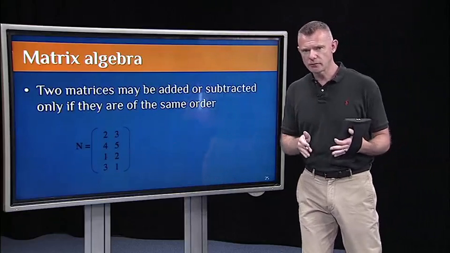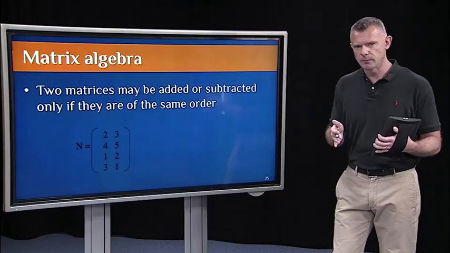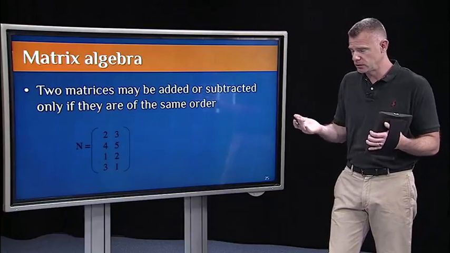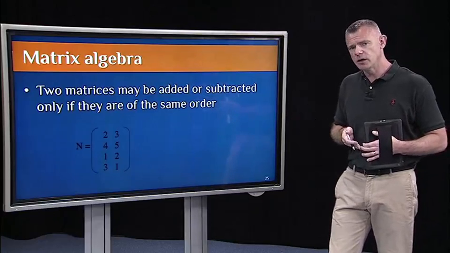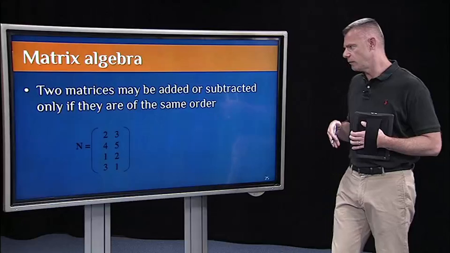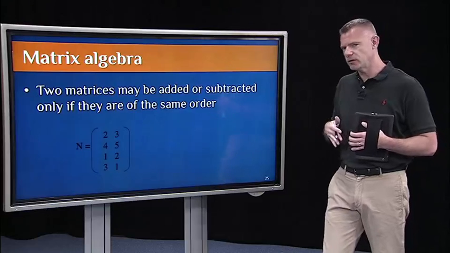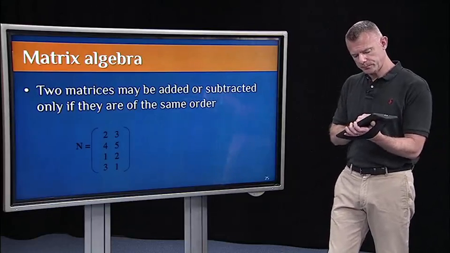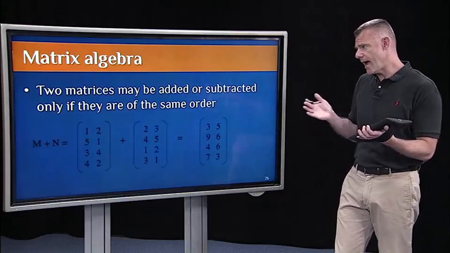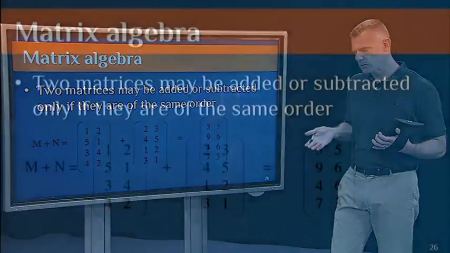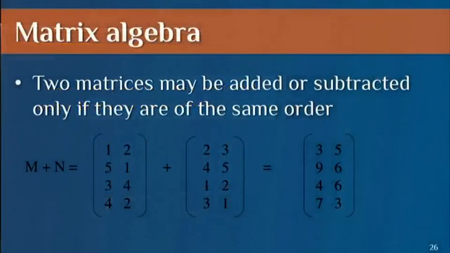Addition and subtraction in matrix algebra is really simple, and it doesn't take really knowing much more than just basic addition and subtraction. The only thing to know is that the only way you can add or subtract two matrices is they have to be the same size or the same order. So if I want to add, say, matrix M and N, they both need to be the same size. They both are 4x2 here.